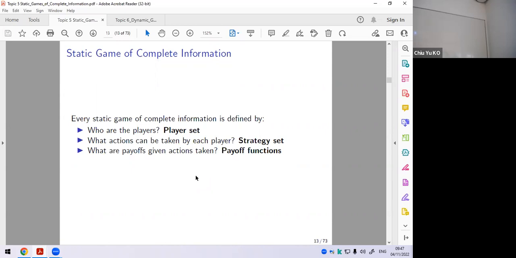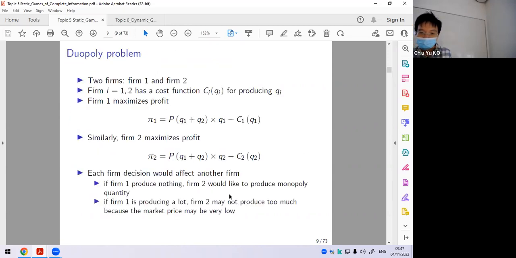Okay, so we have to be very careful. Even though I put a game here, you have to make sure that everything makes sense, even though you didn't allow those people. Just look at this problem, the demand, the monopoly or duopoly. Here the firm interacts with the consumer.